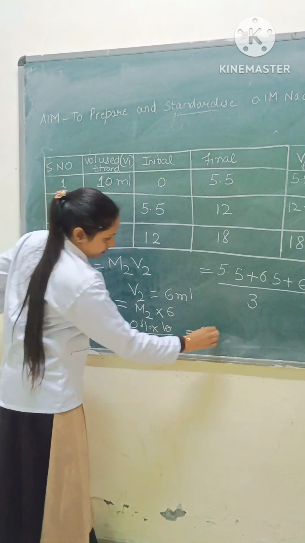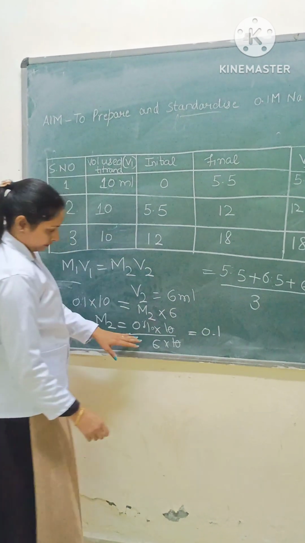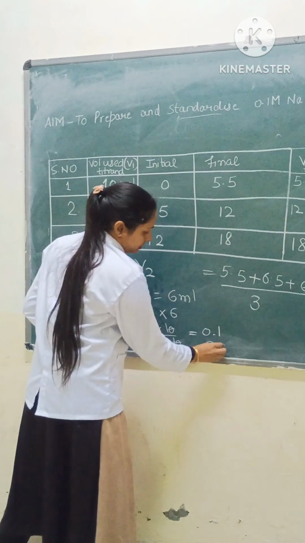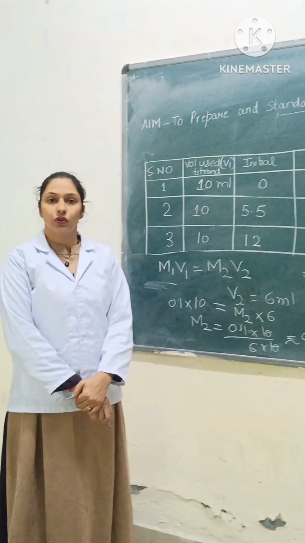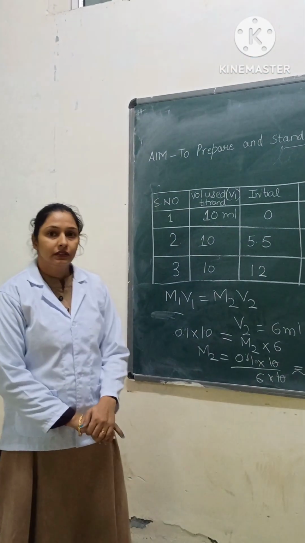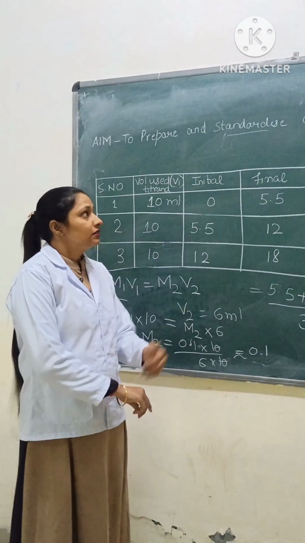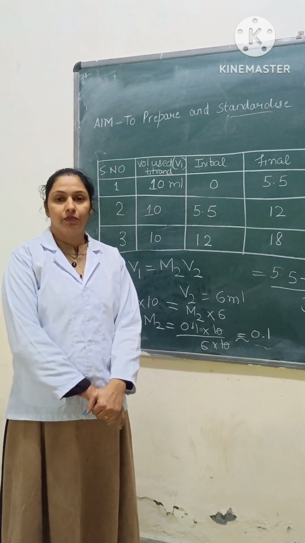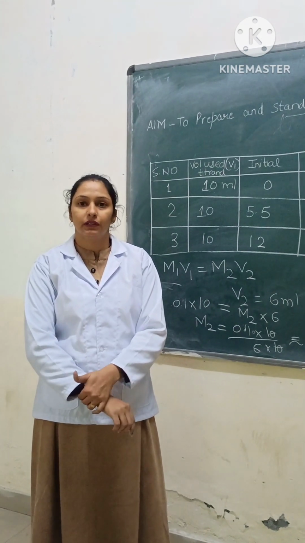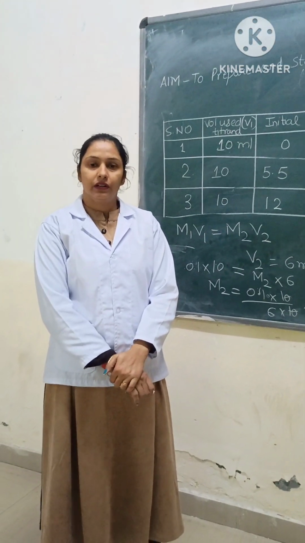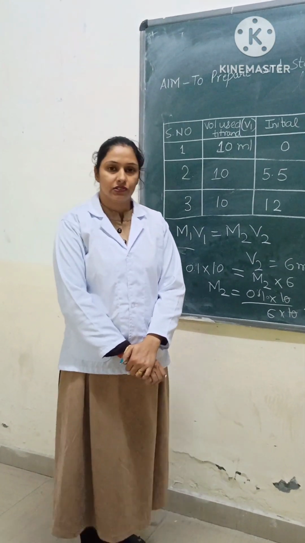So it would be approximately 0.1. So the solution we prepared is approximately 0.1 molar. That is, we have prepared nearly the accurate concentration.